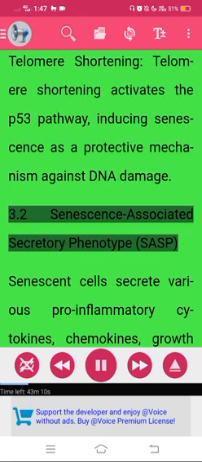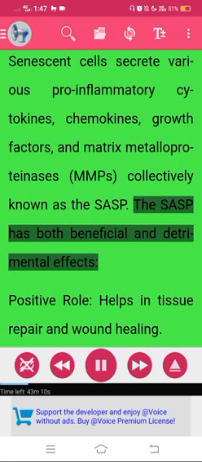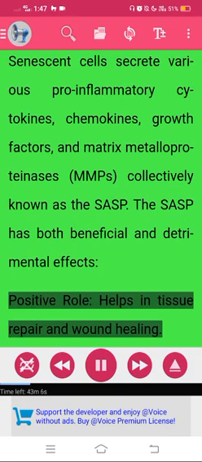3.2 Senescence-associated secretory phenotype, SASP. Senescent cells secrete various pro-inflammatory cytokines, chemokines, growth factors, and matrix metalloproteinases, MMPs, collectively known as the SASP. The SASP has both beneficial and detrimental effects. Positive role: helps in tissue repair and wound healing.